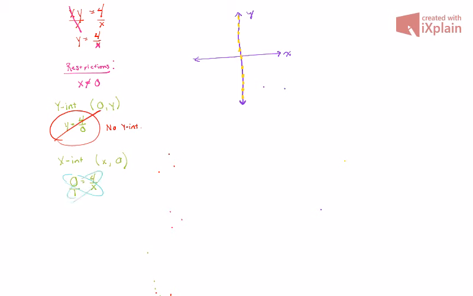But this gives us 0 times x, which is 0, and then 1 times 4, which is 4. And again, this gives me a false statement. So because there's a false statement here, that means that there is no x-intercept. So you're probably thinking, okay, well, great.